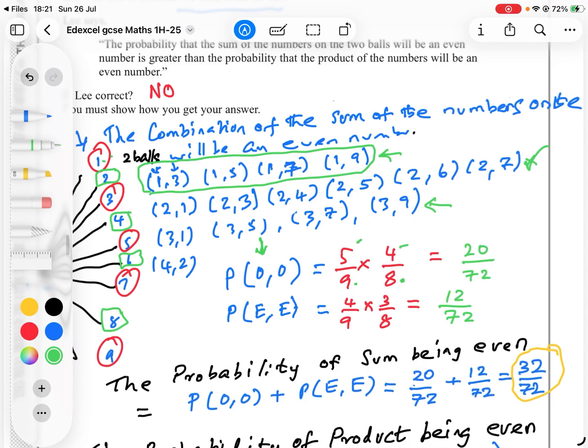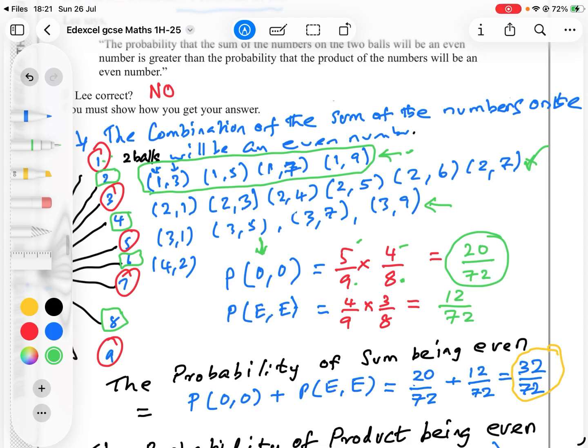So this is the combination. The probability of both balls being odd and odd is 20 over 72. When you add odd and odd, look here, odd and odd gives even. For example, 1 plus 9, 10, even number. The answer is an even number. So this is one of the combinations. So the probability of the first ball odd and the second ball also odd is 20 over 72.